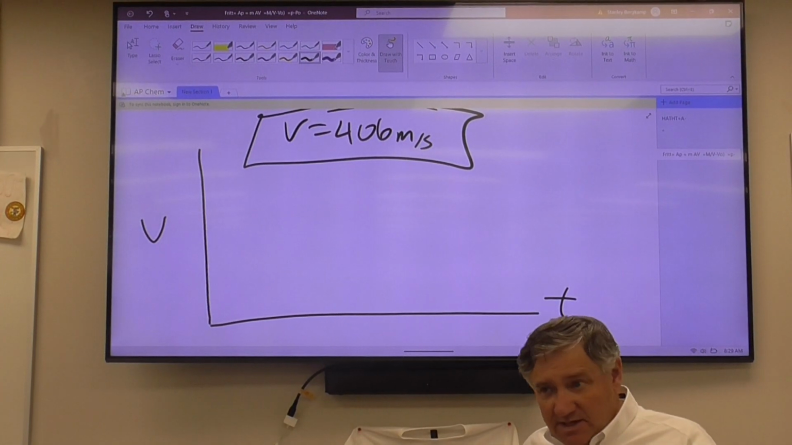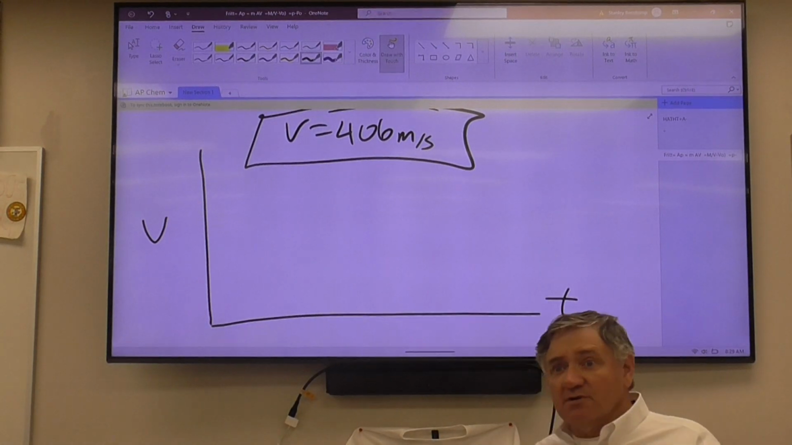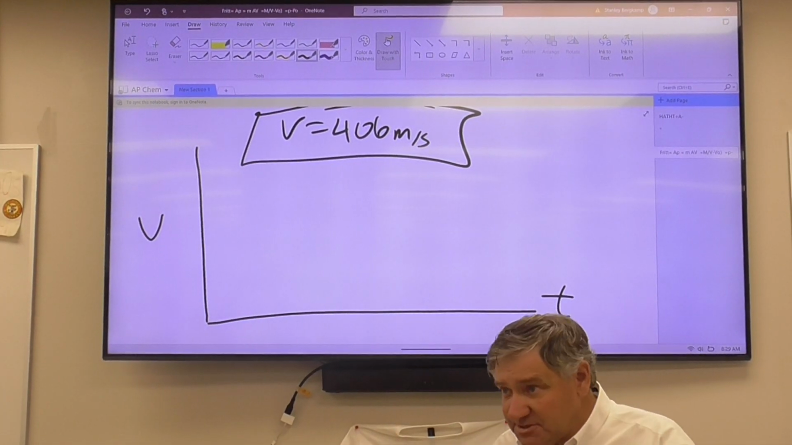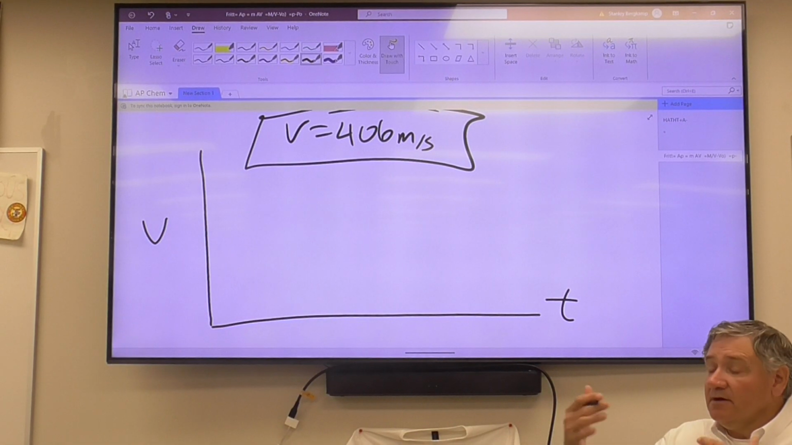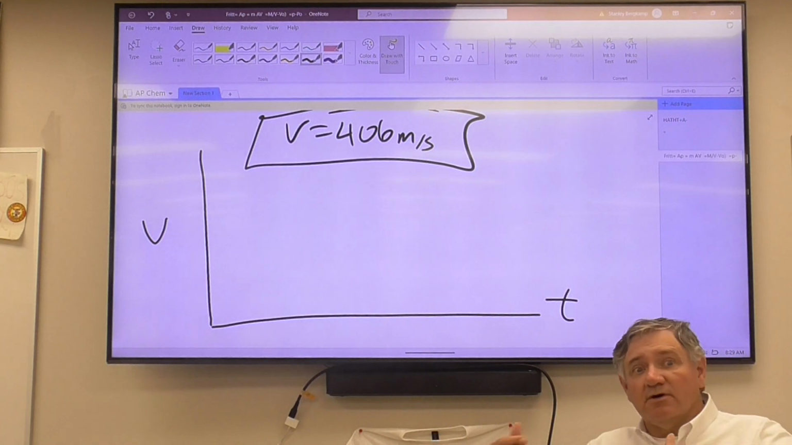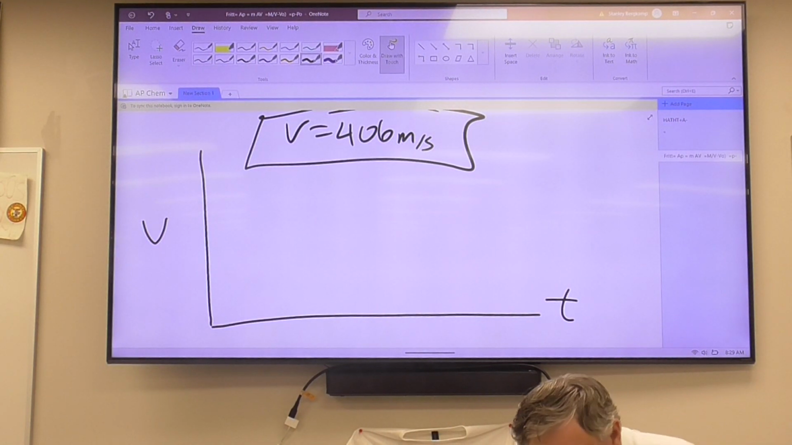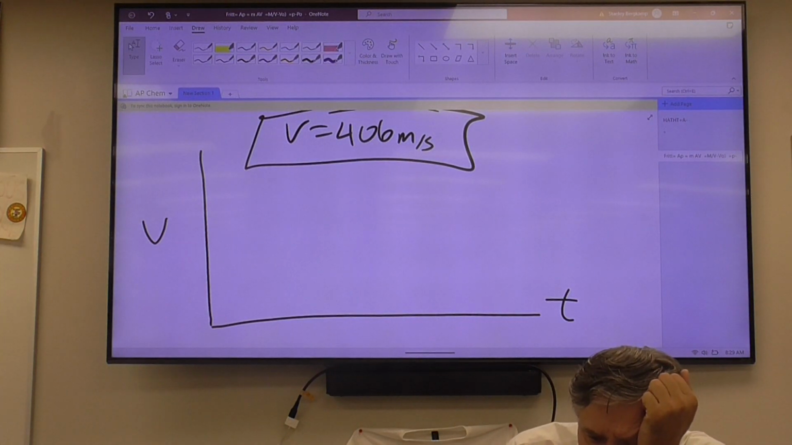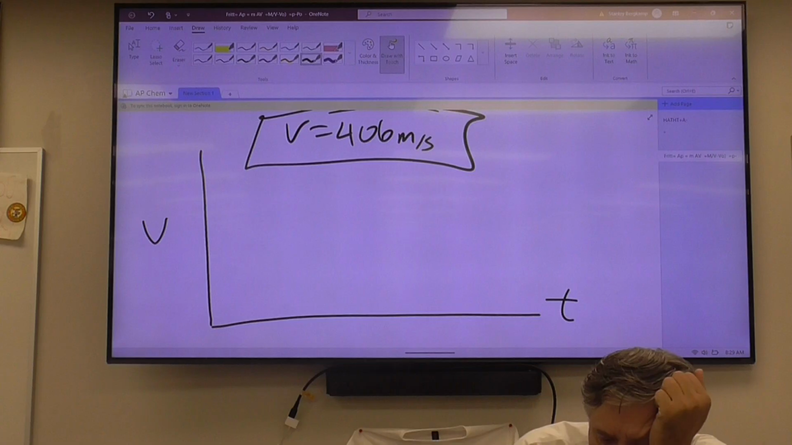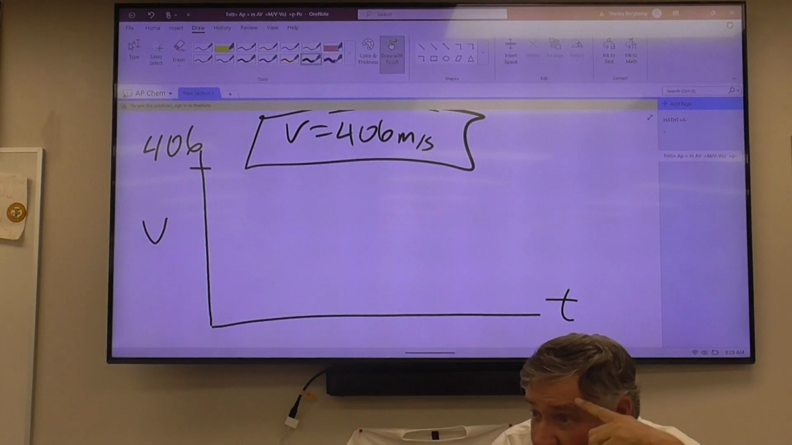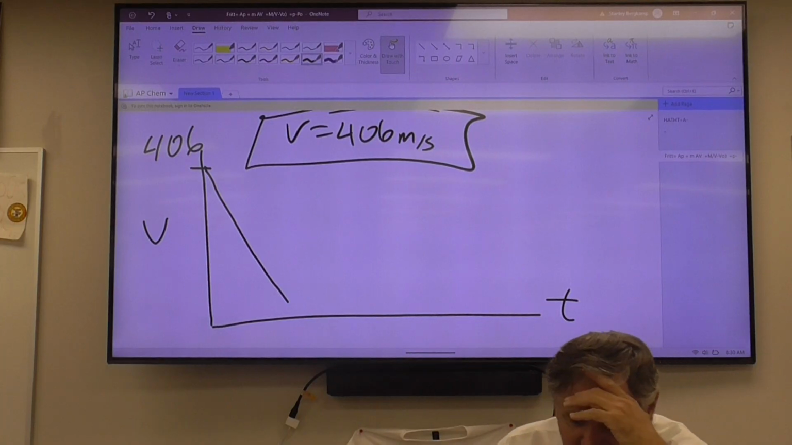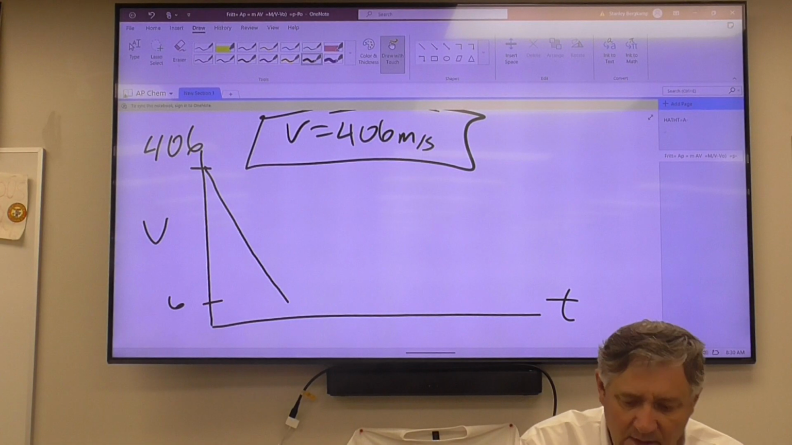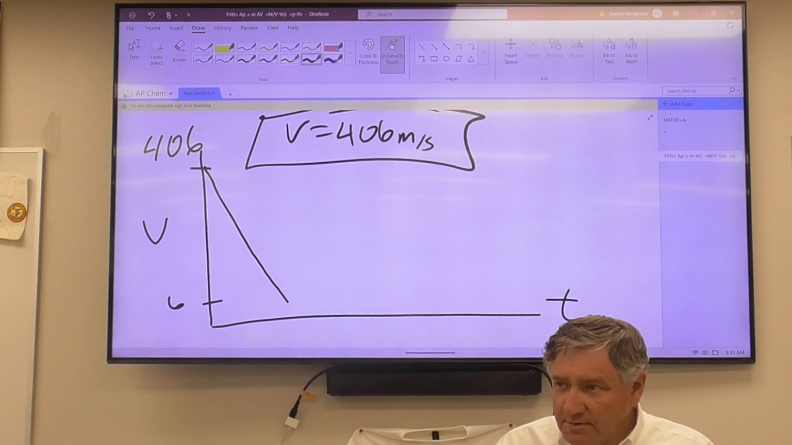That would be like Sean throwing a heavyweight medicine ball, and I catch it. If I catch that, I'm going to move off like this. So the medicine ball is not going to go to 0. It's going to have the same velocity that I have. So the bullet is going to start up here at 406, and it's going to drop to what? 6. All the way down to 6.